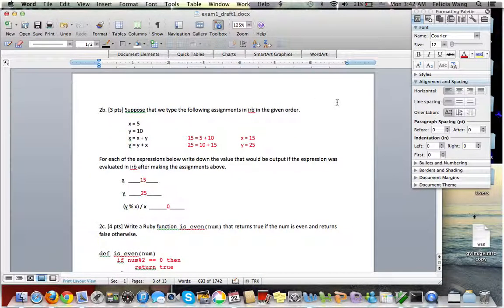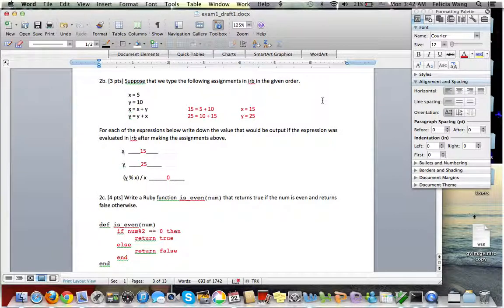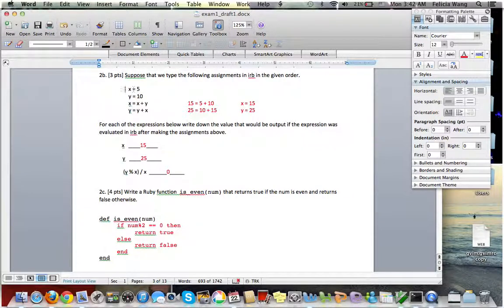Alright, so 2b, suppose that we type the following assignments into IRB in the given order. So here we have 5 assigned to x, 10 assigned to y. Okay, and then if we use these assignments, we get 15 plus 10, which then gets stored to the variable x, which means that x has been overridden and now 15 is stored into x. So if we were to take x again and use it in this next assignment, we get 10 plus 15, 10 being the value assigned to y, 15 being the value just assigned to x, and then we would get y as 25 because the previous value was overwritten.